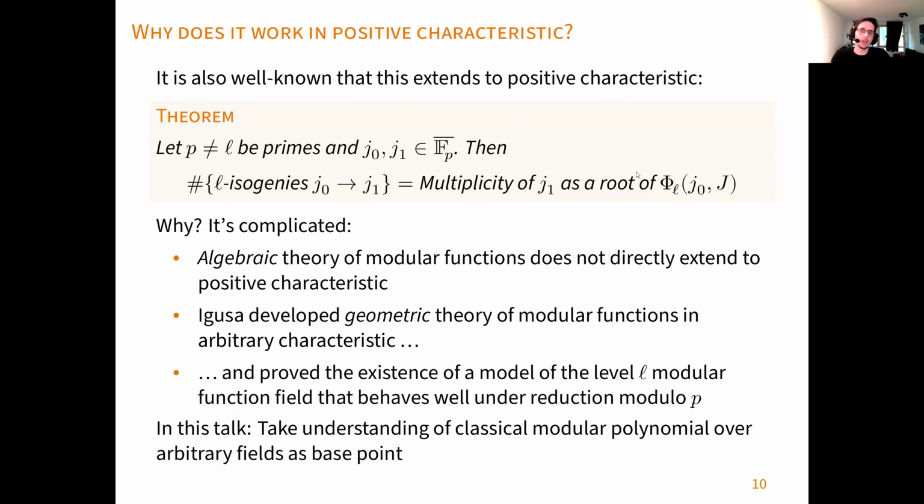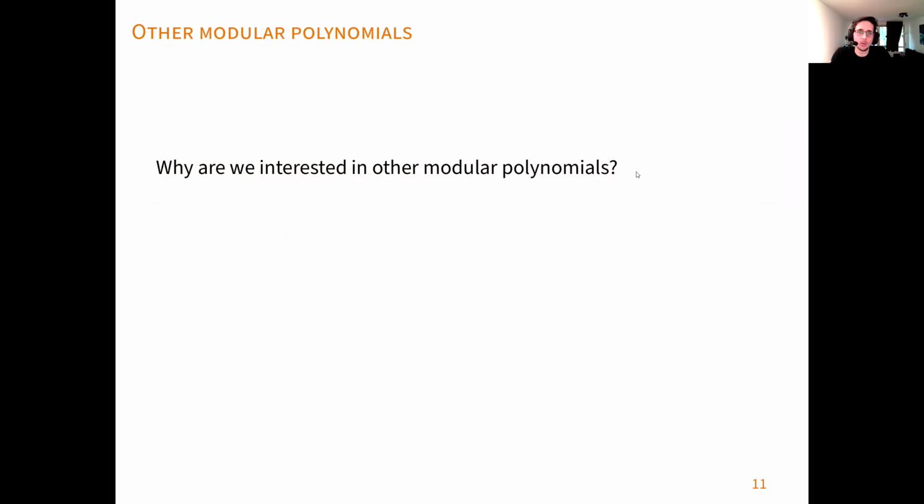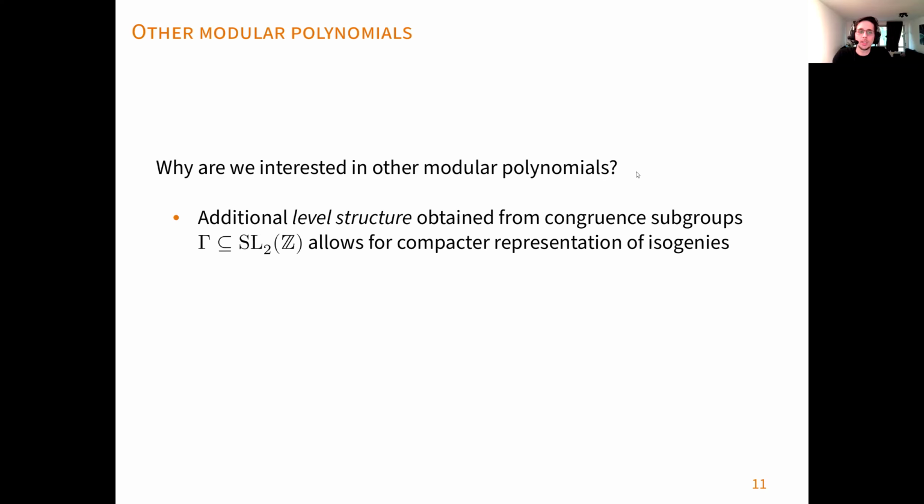So basically, we want to relate all other modular polynomials back to the classical one. But now that we have looked at this classical modular polynomial, you might wonder, why are we actually interested in other modular polynomials? In view of the examples we will look at, I can basically give two motivations. The first one is that the additional level structure, so basically this additional L-torsion that we obtain from these congruence subgroups, allows for a more compact representation of isogenies. And we will see this explicitly in a bit.